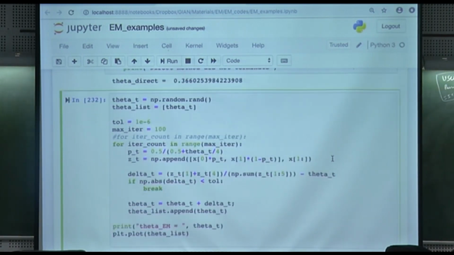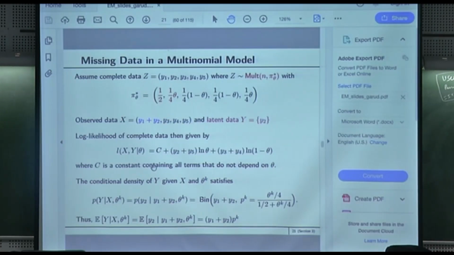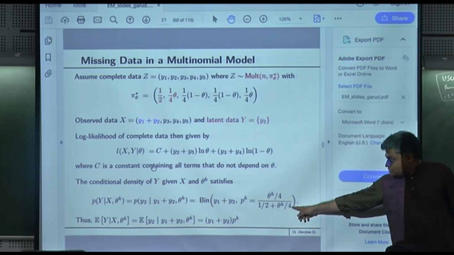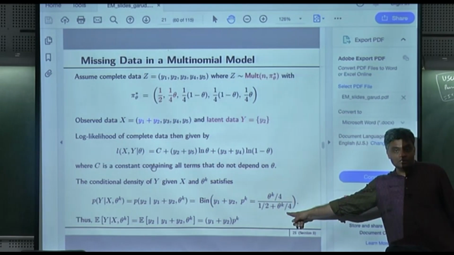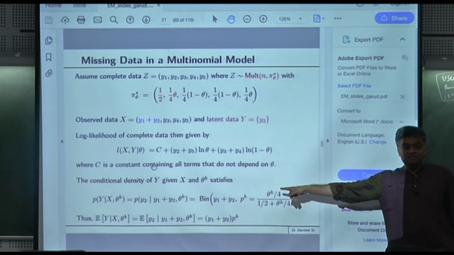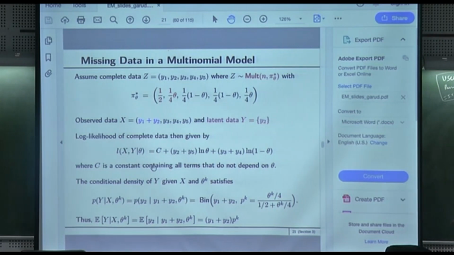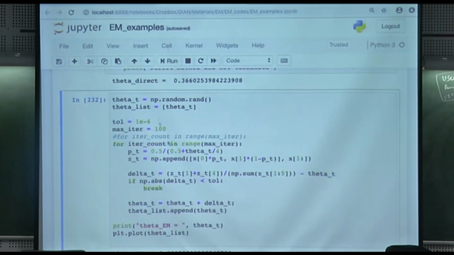So what is the EM algorithm going to do? Remember what is P. Let me show you on the slides. Just to make my life a little bit simpler, or your life a little bit more complicated, I made a difference between the P defined here and the P defined in the code. In here, I am taking P to be theta k over 4 divided by the summation. In the code, I'm taking 1/2 divided by the summation. So I'm pretending as if y1 is missing as opposed to y2 being missing. It's symmetrical, but it just makes it a little bit confusing.